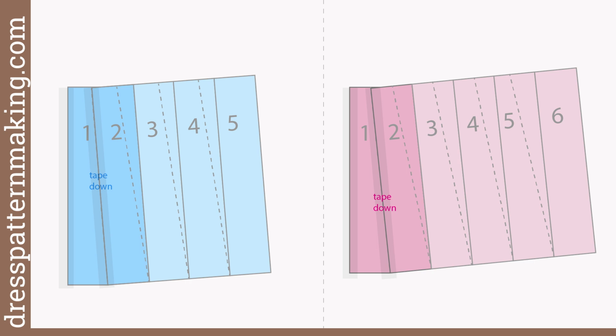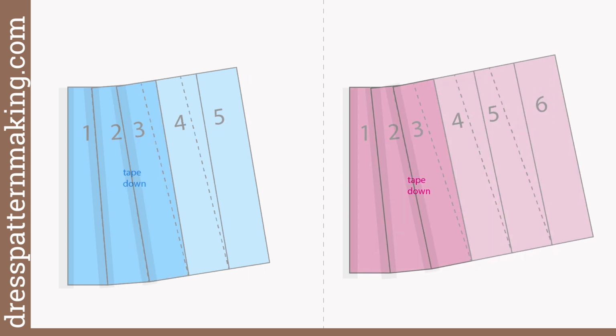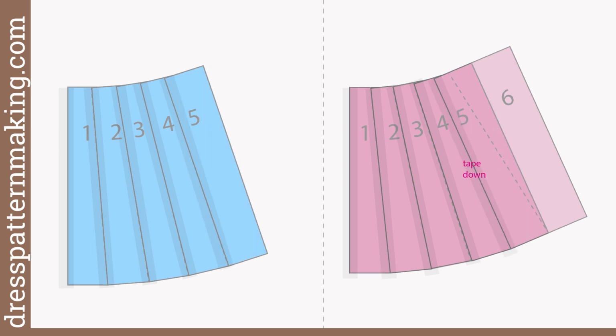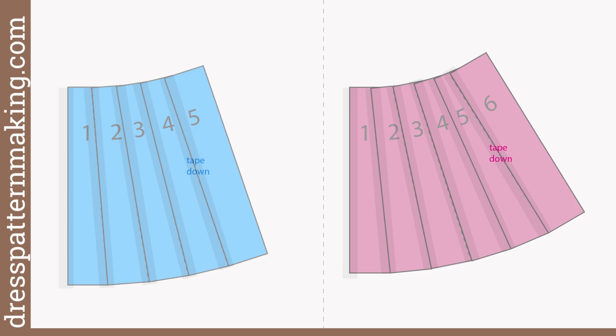And tape the edge of panel 2 to panel 1. Then pivot panels 3, 4 and 5 all together to meet the sloping line on panel 2 and tape down panel 3 to panel 2. And continue on until the last panel has been pivoted. For Kate, that's panel 5 has been pivoted to meet the sloping line on panel 4, and for me that's panel 6 being pivoted to meet the sloping line on panel 5.